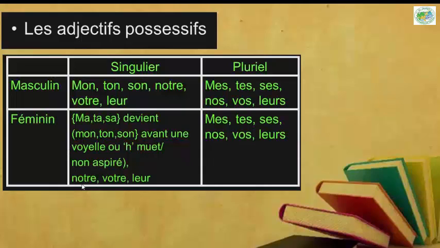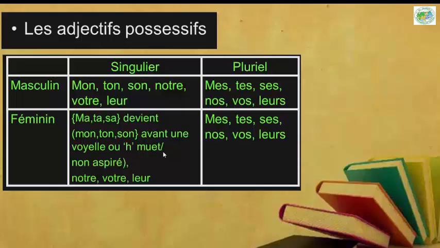Notre, votre, leur, and pour le pluriel: mes, tes, ses, nos, vos, leurs avec s. Okay, so revise with me. Mon, ton, son, we use them with the masculin singulier. Also notre, votre, leur. Pour le féminin, ma, ta, sa, you have to change them into mon, ton, son if the following noun starts with a vowel or h muet.